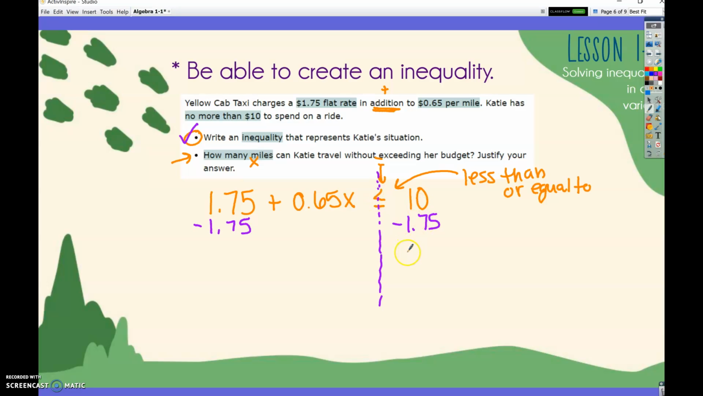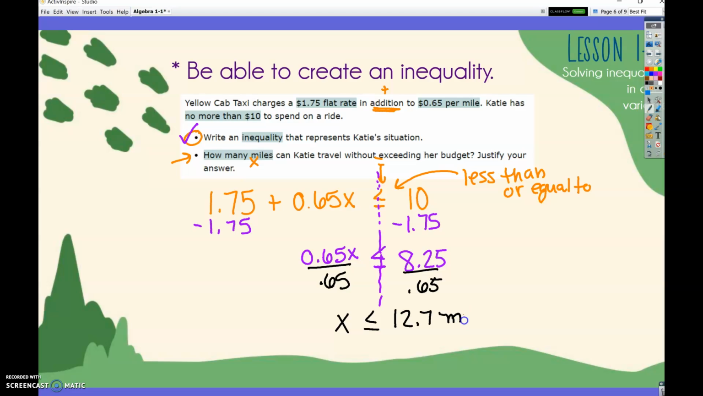So 10 minus $1.75 would be $8.25. And I'm going to bring down my inequality, less than or equal to, and my 0.65x. Finally, I'll divide by 0.65 on both sides. And it comes out to x being less than or equal to 12.7. That means she can't go more than 12.7 miles, or she'll exceed her $10 budget.